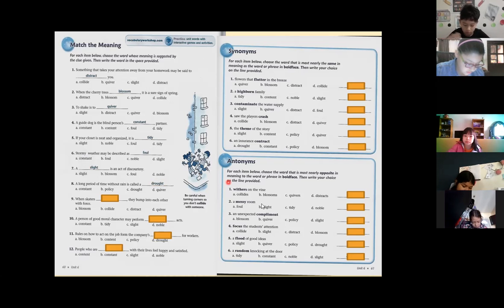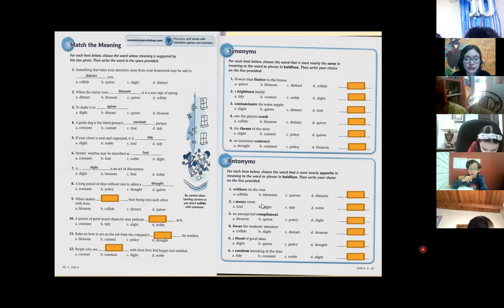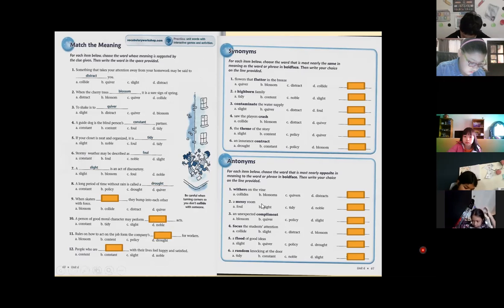Drought. That's right. Excellent. Remember, it's not raining, it's dry. So we say true. Now, what about number nine? It says, when skaters bump into each other with force.